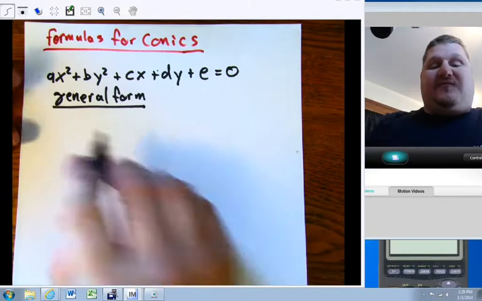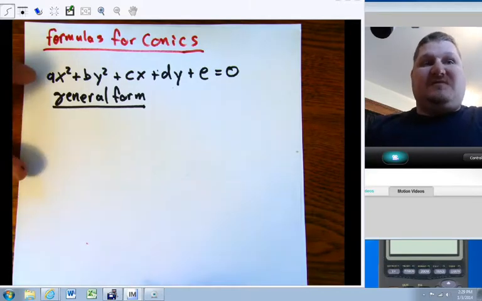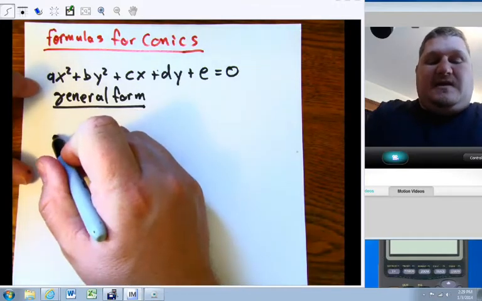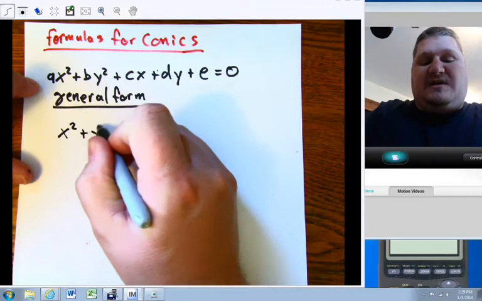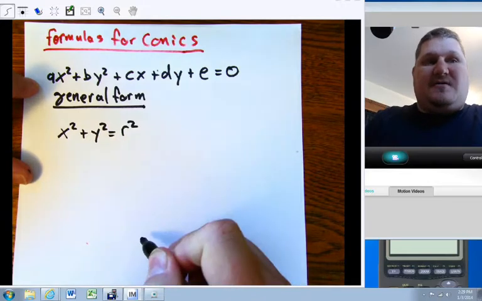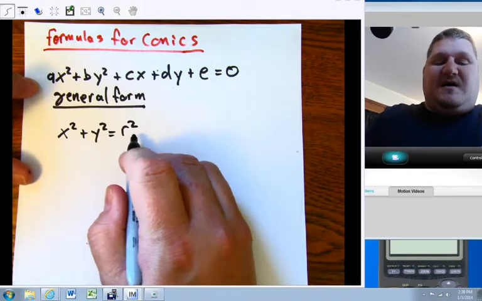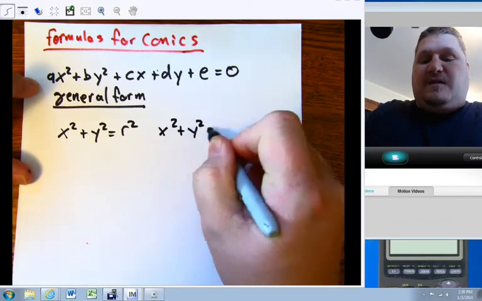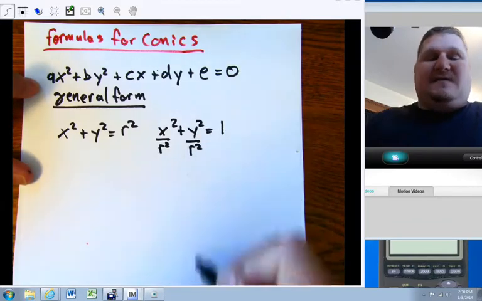So, if we start taking a look at the various formulas, let's deal first with the easy one. Let's deal with a circle. A circle is a lot of times given as x squared plus y squared equals r squared. Now, I don't really love that formula. Even though many books give this formula, I much prefer x squared plus y squared equals 1 with the r squared in the denominator.